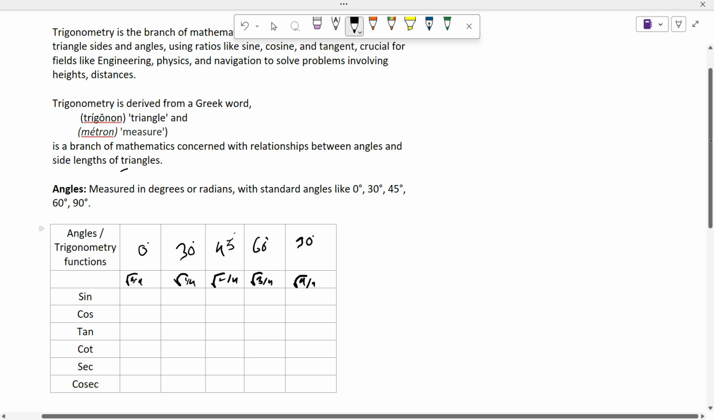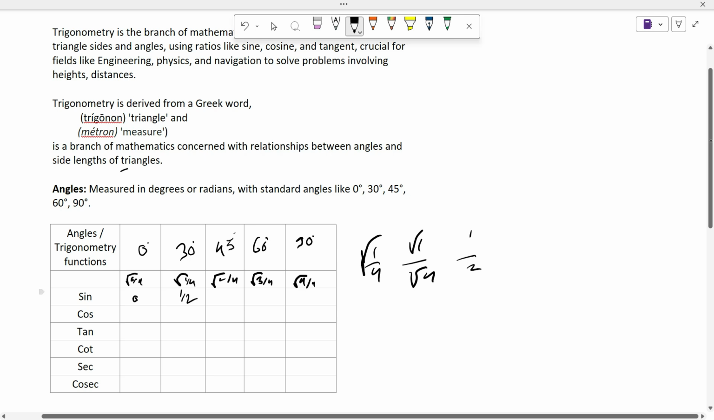As we know, square root of 0 by 4 is 0 only, right? So we will get sine 0 is 0. Now let us calculate sine 30. We will divide square root of 1 by 4, which is square root of 1 by square root of 4. Square root of 1 is 1 only, and square root of 4 is 2. So we get sine 30 as 1 by 2.